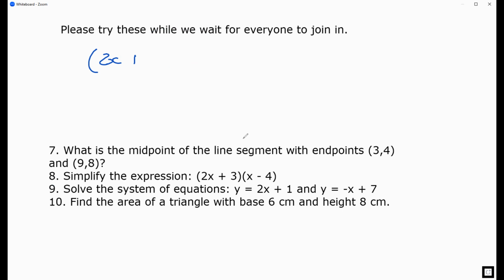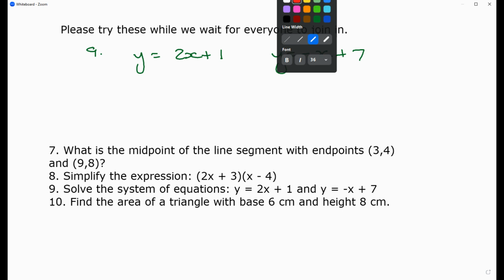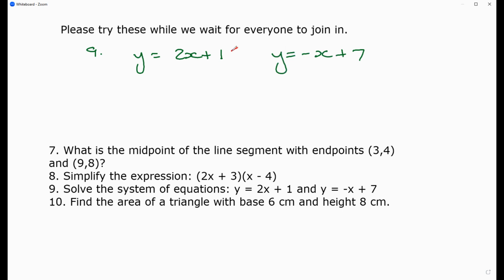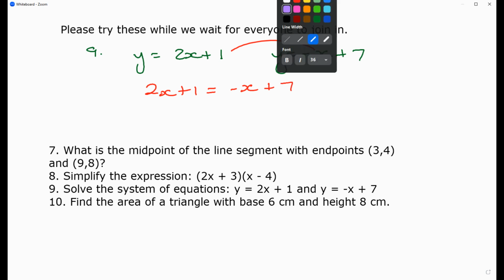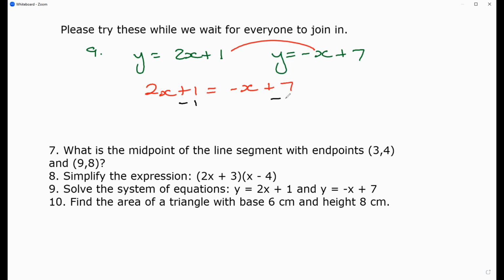Let's move on. Solve the system of equations. I got y equals 2x plus 1 and y equals negative x plus 7. For this, all I need to do is remove the y's and take the right-hand side of each equation, make them equal to each other. So 2x plus 1 equals negative x plus 7. The first thing I'm going to do is subtract the 1 from both sides. And this is going to become 6, right?